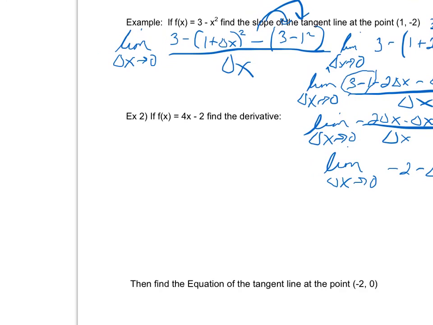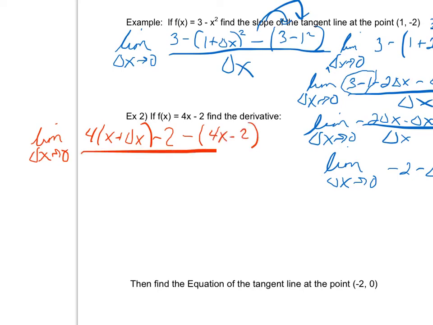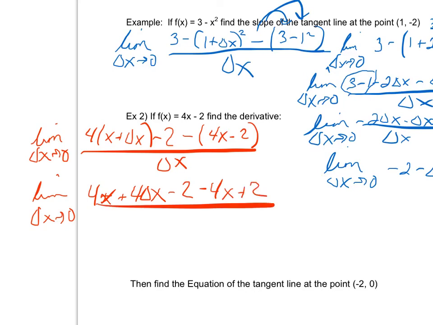So I'm going to have the limit as change of x approaches 0 of f of x plus change of x, so 4 times x plus change of x, minus 2 minus f of x, all over change of x. Again, I'm going to simplify, which gives me the limit as change of x approaches 0 of 4x plus 4 change of x minus 2 minus 4x plus 2 all over change of x. Well, I see my 4x's are going to drop out and my 2's are going to drop out. Then I can cancel my change of x, and this is just going to be 4.